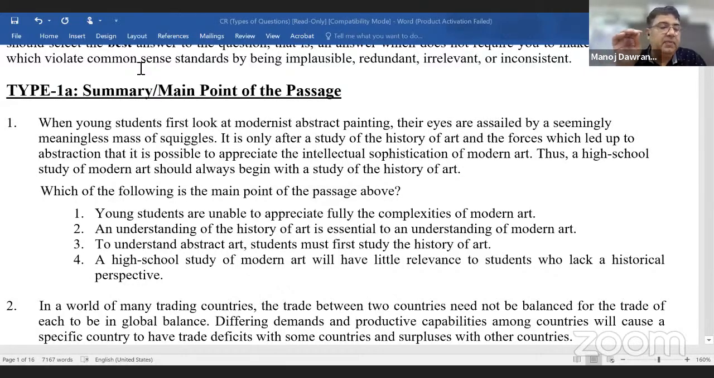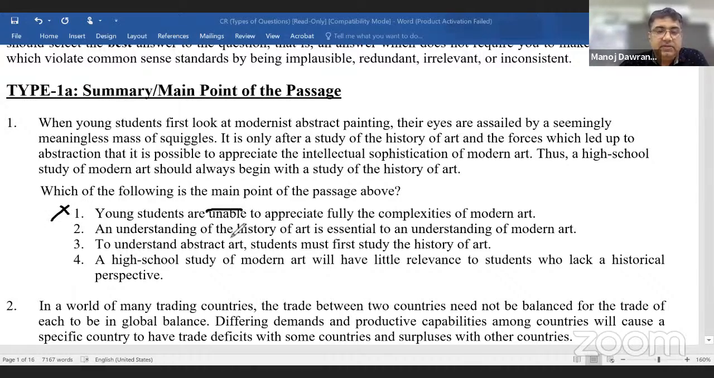Now, what is the main point? What is the main point of the passage? Option number one. All right, let's start eliminating the options. If we start eliminating the options, we'll understand what we are talking about. First one: young students are unable to appreciate fully the complexity of modern art. It is not that they are unable, they do not know about it. And that is not the main point. They don't understand, that's it. It doesn't say they lack the capability.